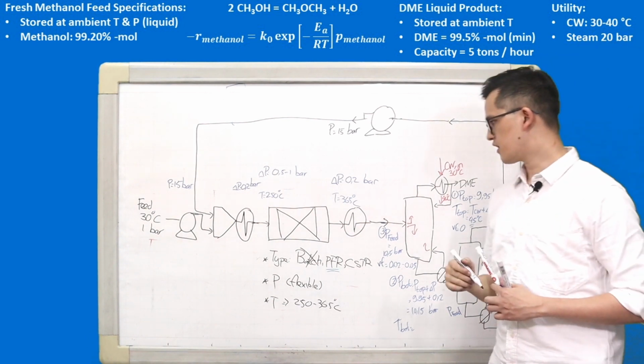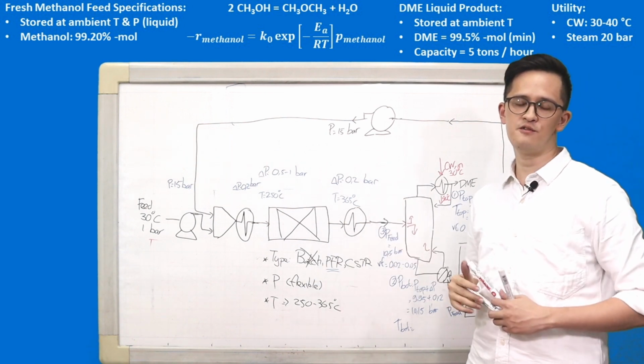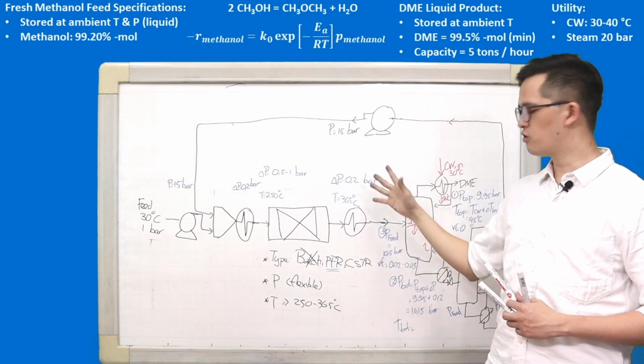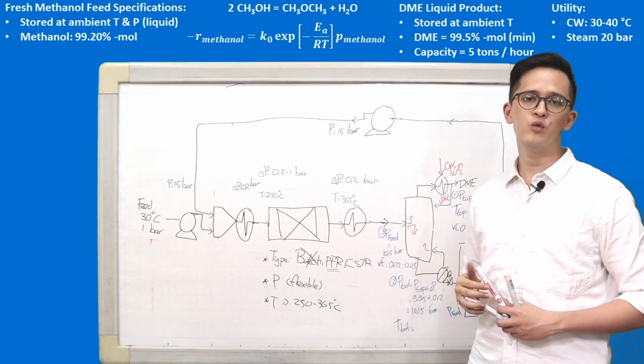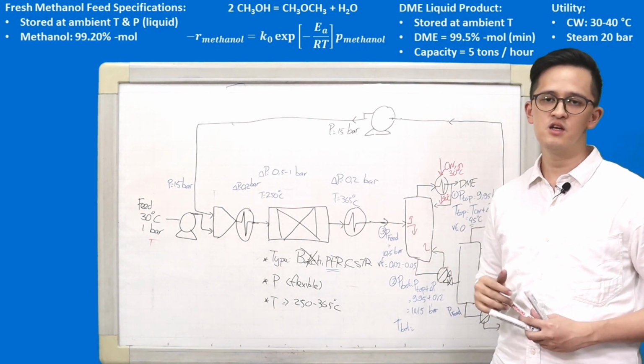Okay, so I guess we have everything done for the purpose of this video. We finished the flow sheet, and we finished all the main operating conditions. So now we're ready to start building the simulation in HYSYS in the next video.